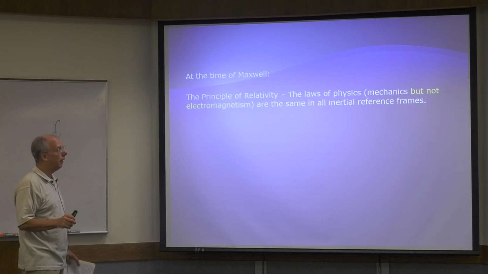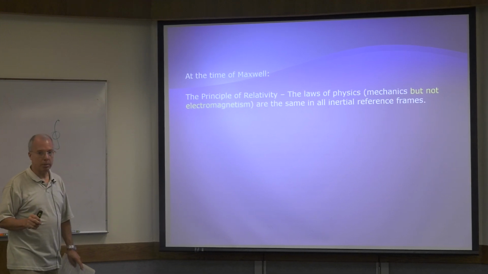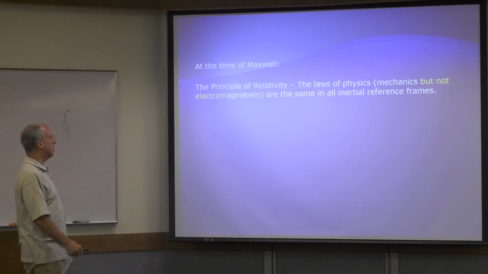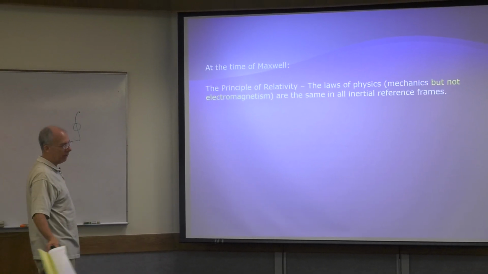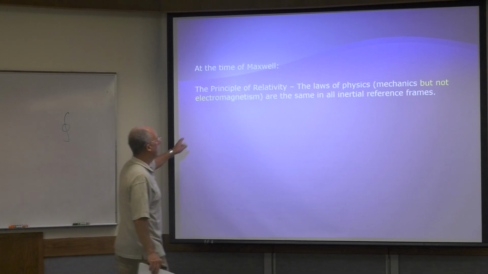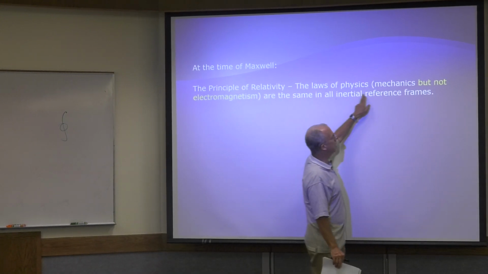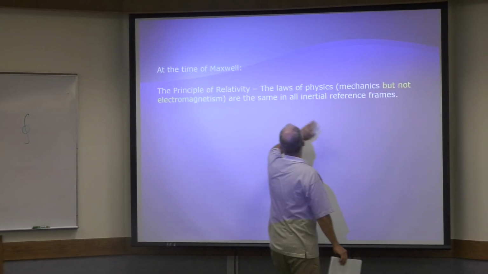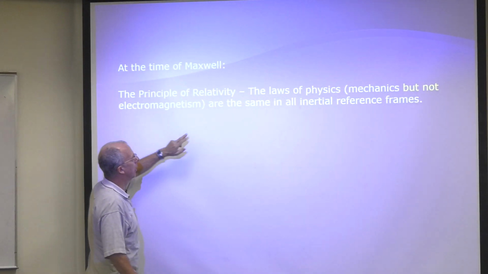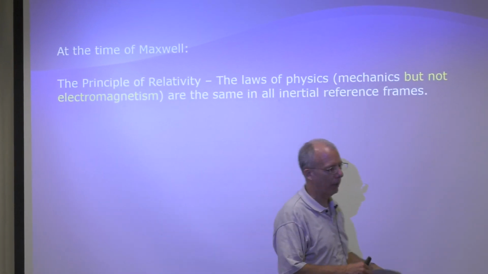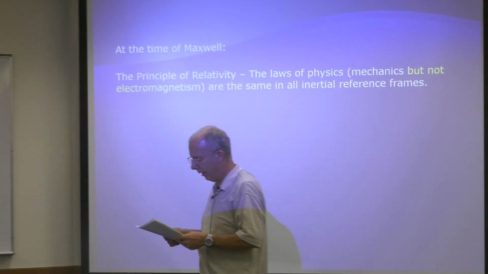Maxwell's theory did not agree with the principle of relativity. Okay? So at the time of Maxwell, this is what the principle of relativity said: the laws of physics, mechanics, but not electricity and magnetism, are the same in all inertial reference frames. Now when you think about it, that's totally insane.